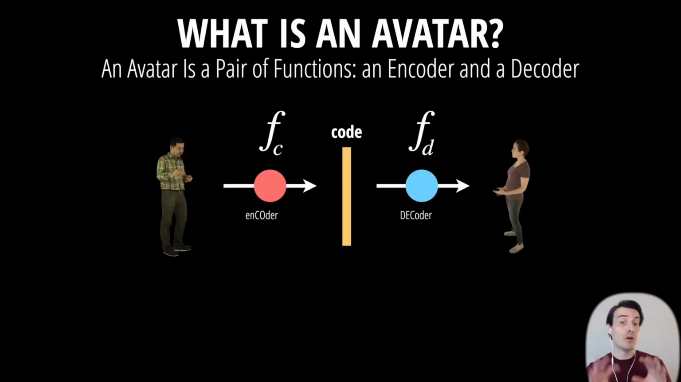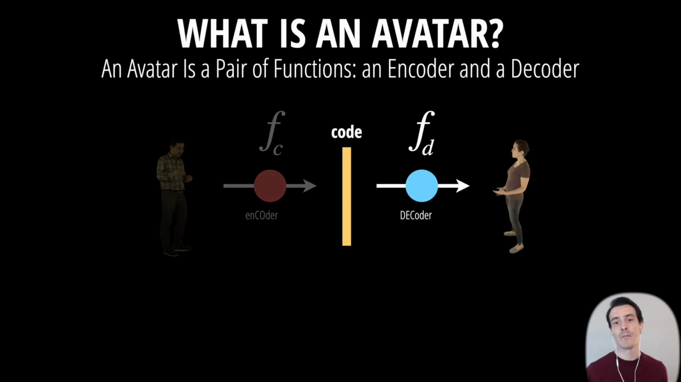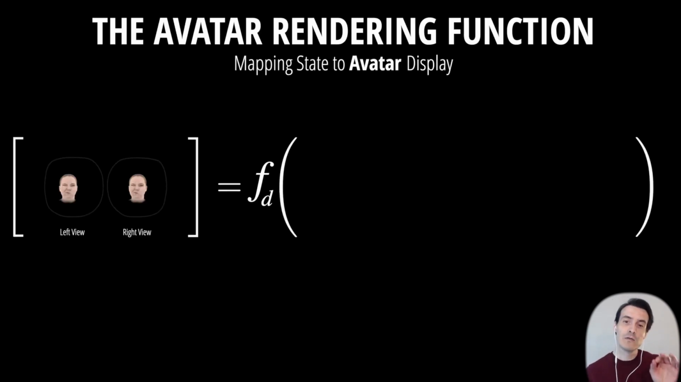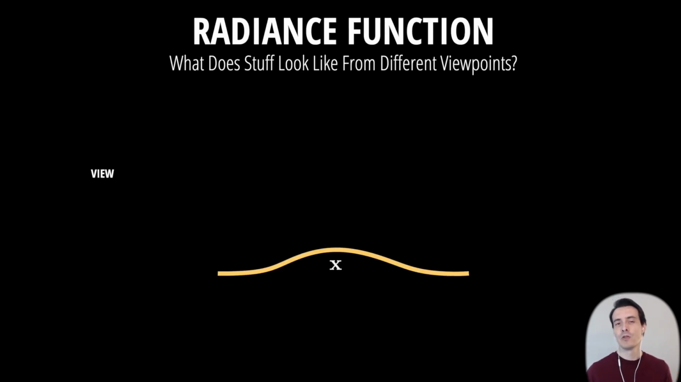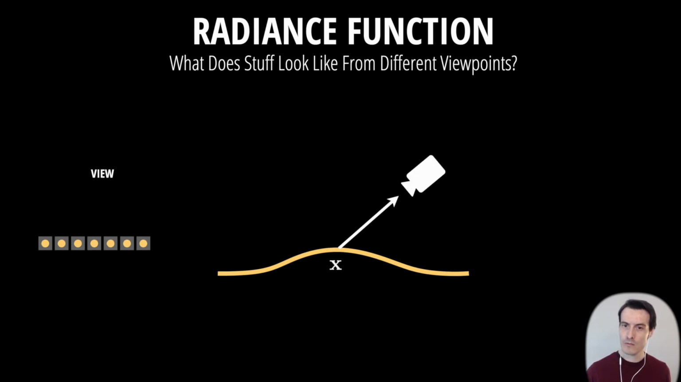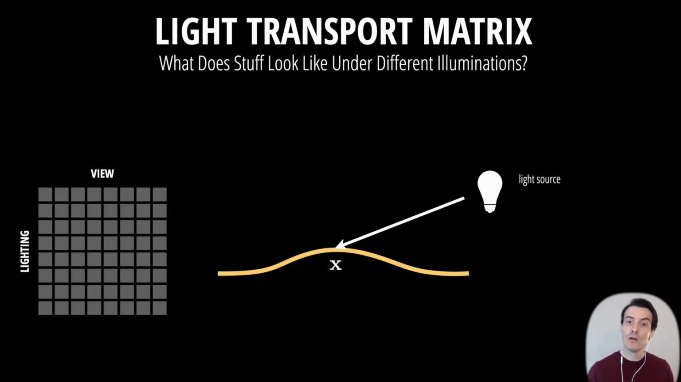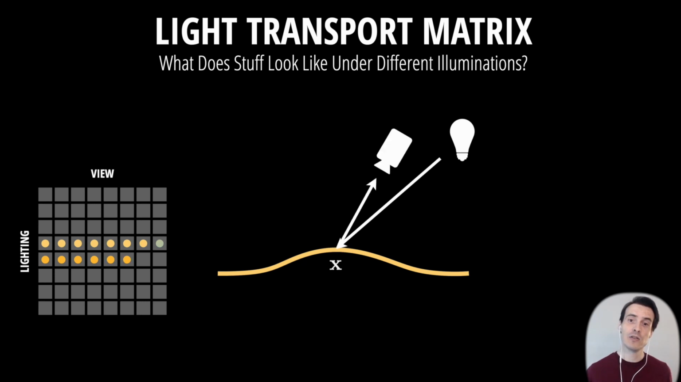So we can think of an avatar as a pair of functions, an encoder that measures what the real person is doing, and then a decoder that renders an interpretation of this code. So for the rest of this talk, I'd like us to focus on learning this avatar rendering function. How do you parameterize the inputs, and how do you learn it from data? So for a single point, its appearance changes with viewpoint. So we could record it with multiple cameras. If we additionally consider different incident illuminations, we would have to measure appearance changes for all combinations of viewpoint and lighting directions.